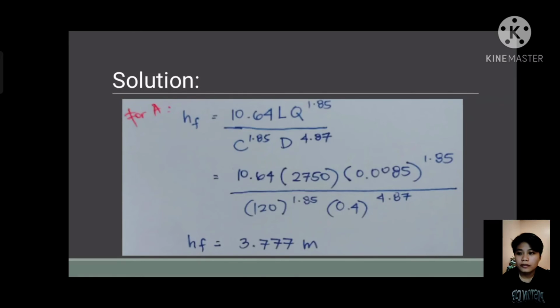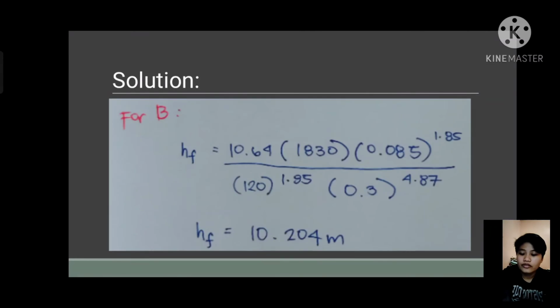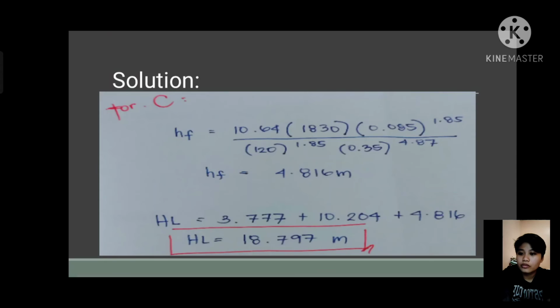So substituting all the given for pipe A, we come up with 3.77 meters. So for pipe B, substituting everything, we come up with 10.204 meters. So for pipe C, substituting on the formula, we come up with an answer of 4.816 meters. So the total head loss is 3.77 plus 10.204 plus 4.816. Head loss is equal to 18.797 meters.